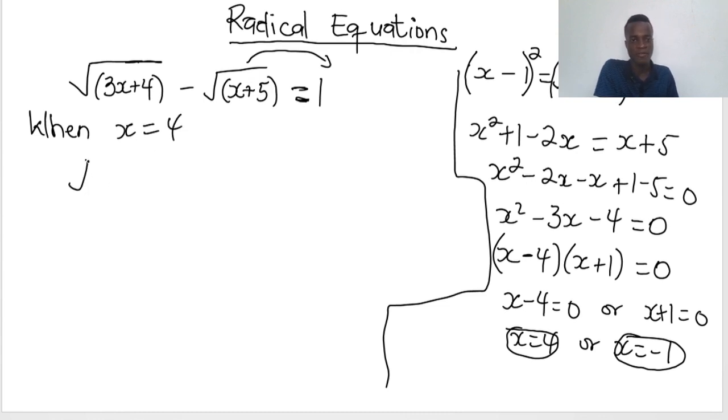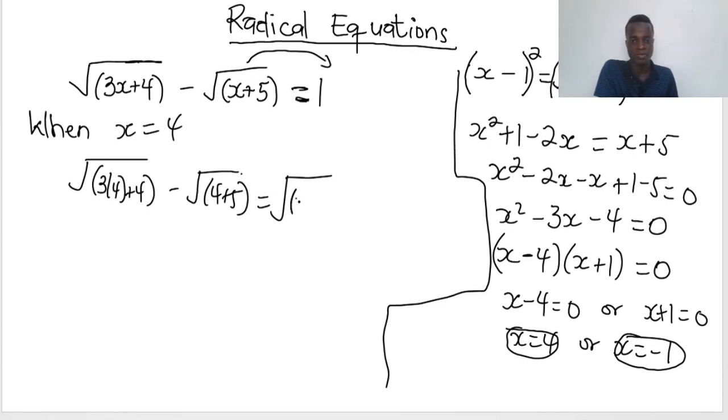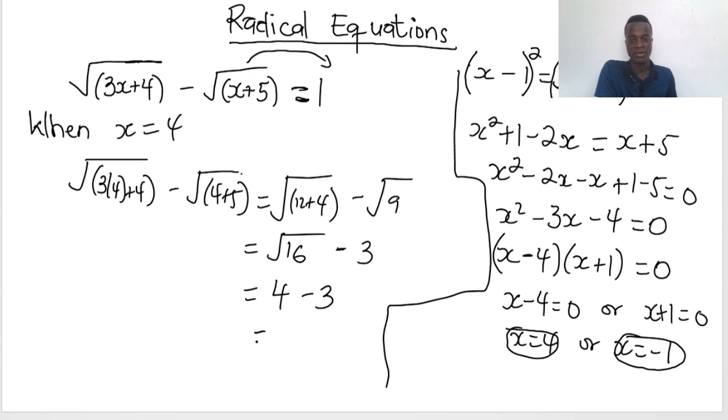So we have square root of 3 times 4, which is the x, plus 4, minus square root of, we now have 4 plus 5. What would this give us? The first one will give us 12 plus 4, and then minus square root of 4 plus 5, which is 9. So this gives us 12 plus 4 is 16, minus square root of 9 is 3. Remember, we are doing the positive square roots. So square root of 16 is 4. 4 minus 3 is equal to 1.